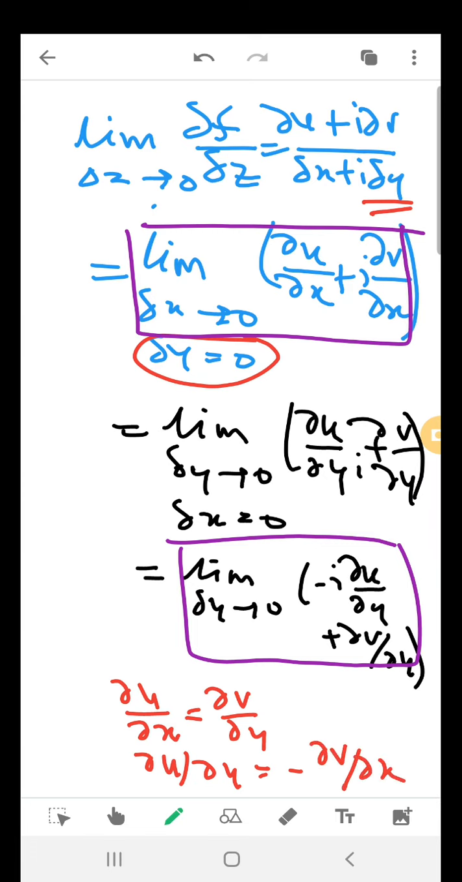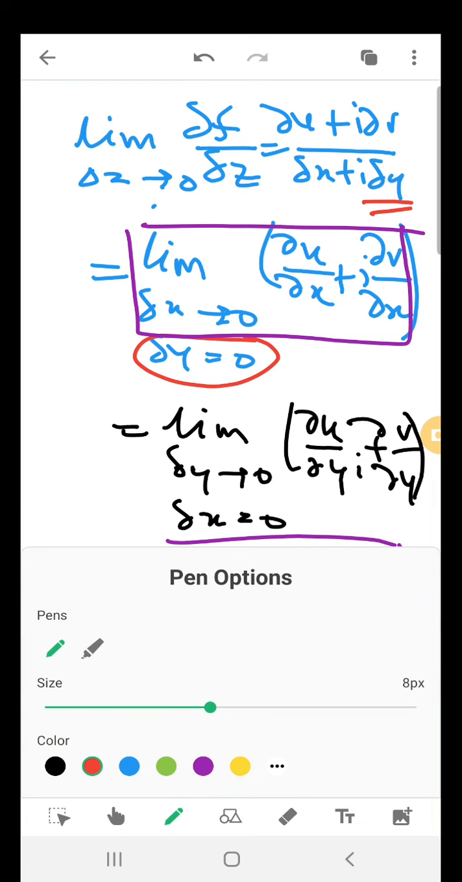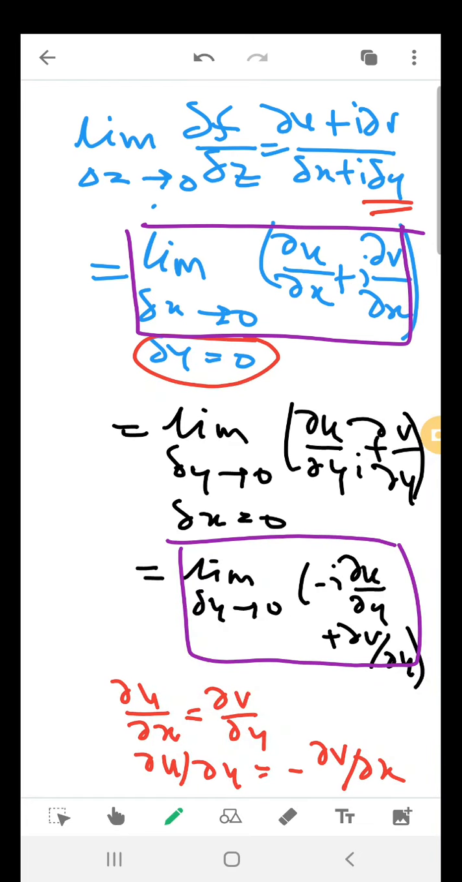So this is popularly known as the Cauchy-Riemann condition for a function to be analytic. If these two conditions are satisfied, then the function is an analytic function.